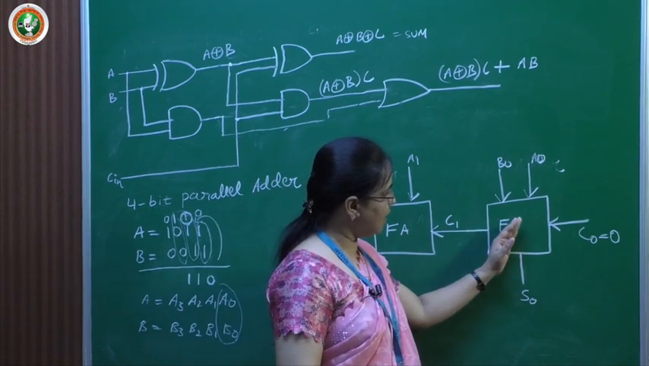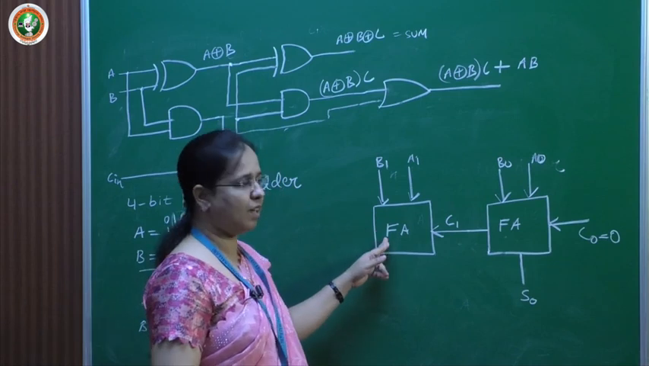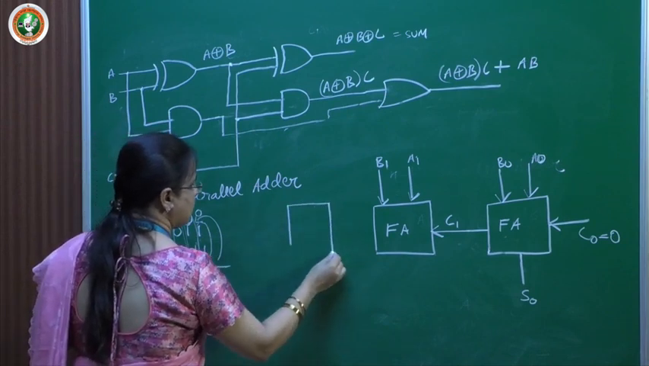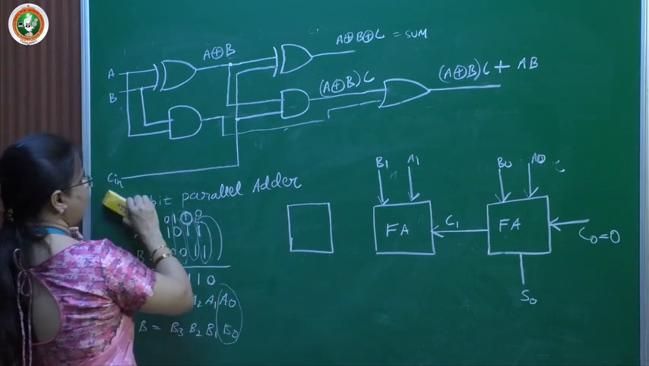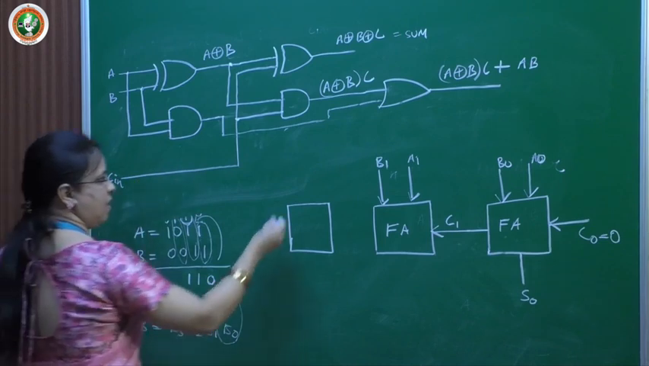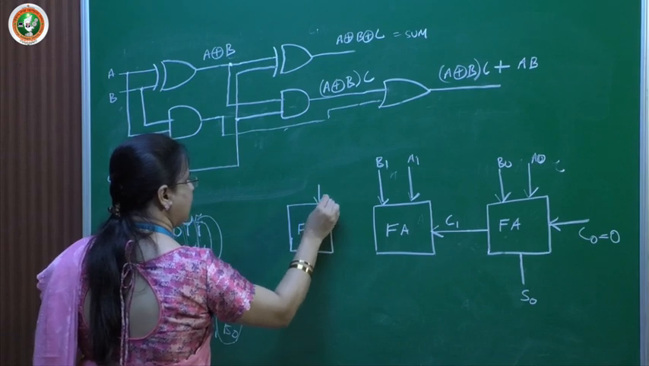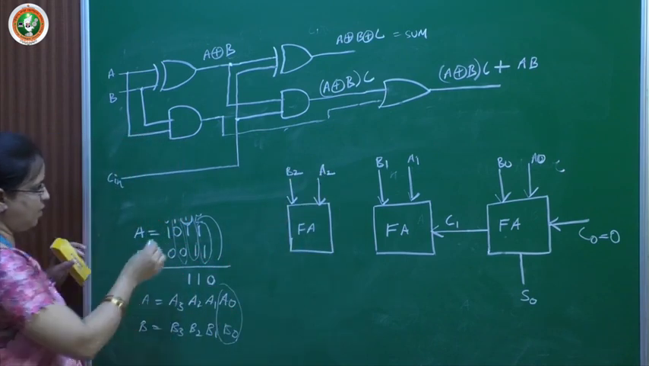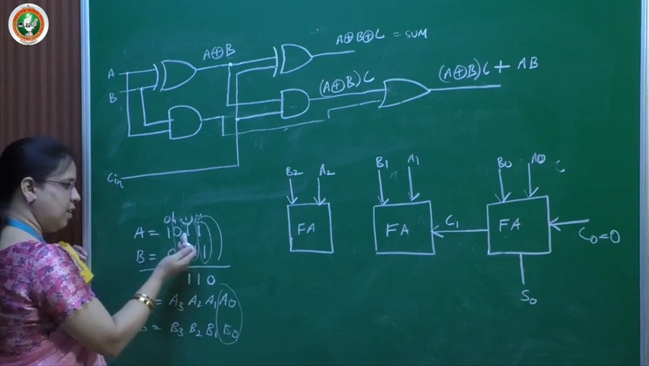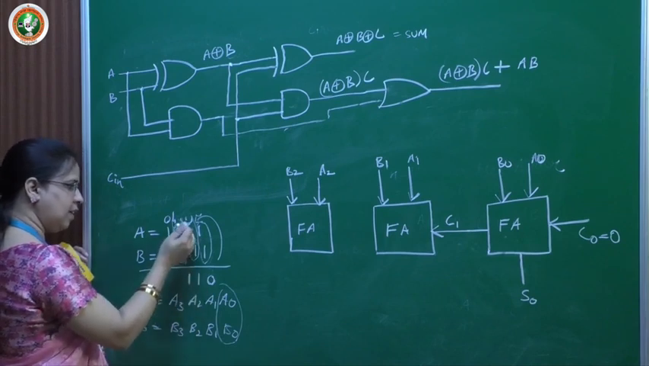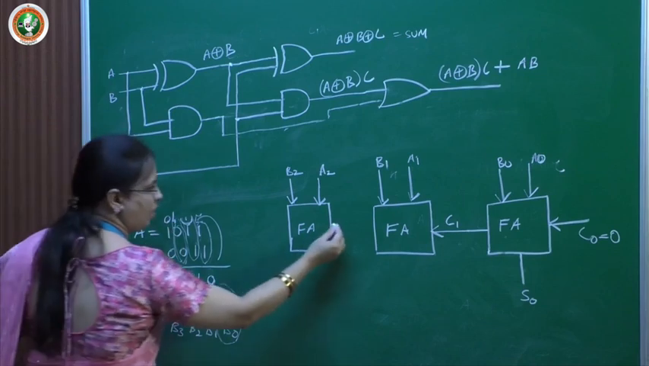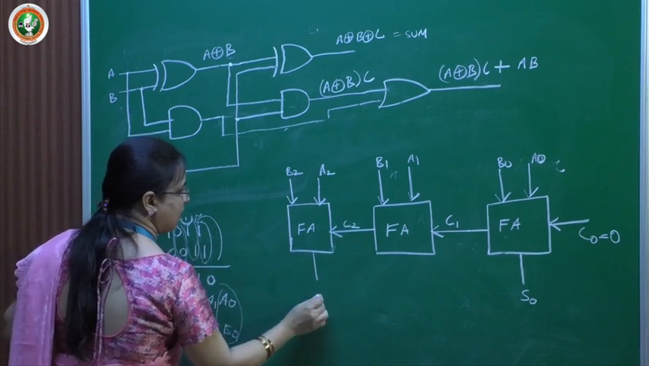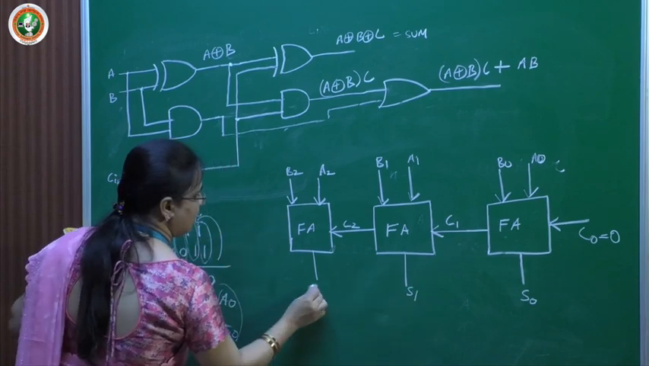Okay, then the carry generated from this is given as input to the next full adder, which is named C1. In a similar fashion, I have to add the third bit, so I take one more full adder and name its inputs A2 and B2. Obviously, to add the third position bits, I should get the carry in from the previous full adder, so I take the output from the previous full adder, named C2. The sum generated here will be S1 and here S2.